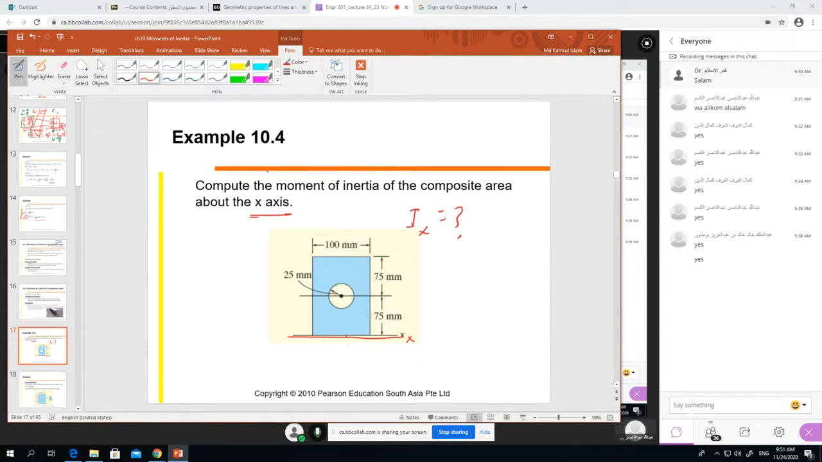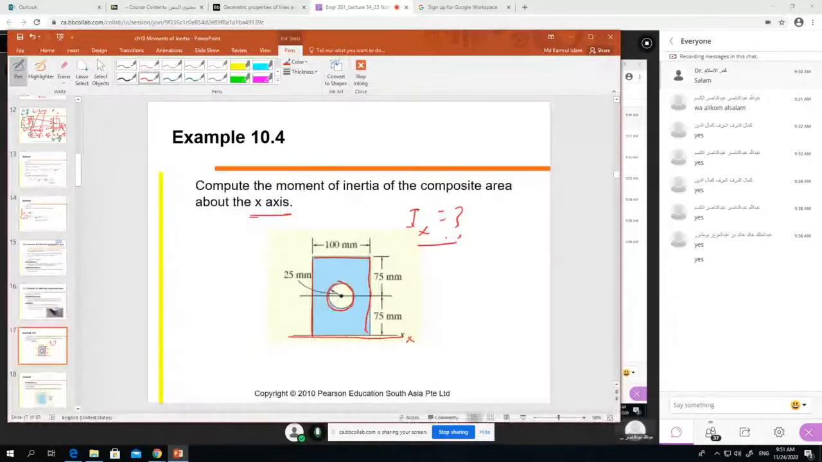Now here we have two shapes, a composite area, right? Here we have two shapes. One is the rectangle, and another one is the circle. What is the IX? Now tell me, for IX, what is the formula? Tell me quickly. We just learned it one minute before.